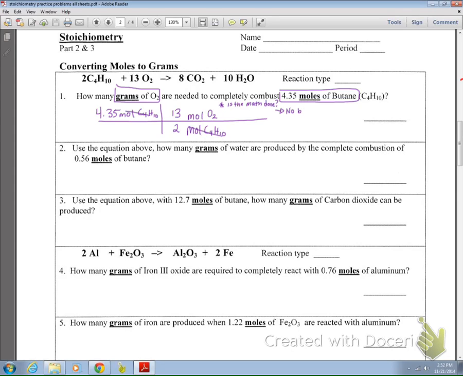So is moles of O2 what I need to get to? No, because I'm trying to get to grams of O2. So I need to extend my T-chart. T-charts are really easy. We simply make sure that we're looking at the units that we're in, and then ask, are we in the correct units? And if we are not, we'll need to do another T-chart conversion unit.